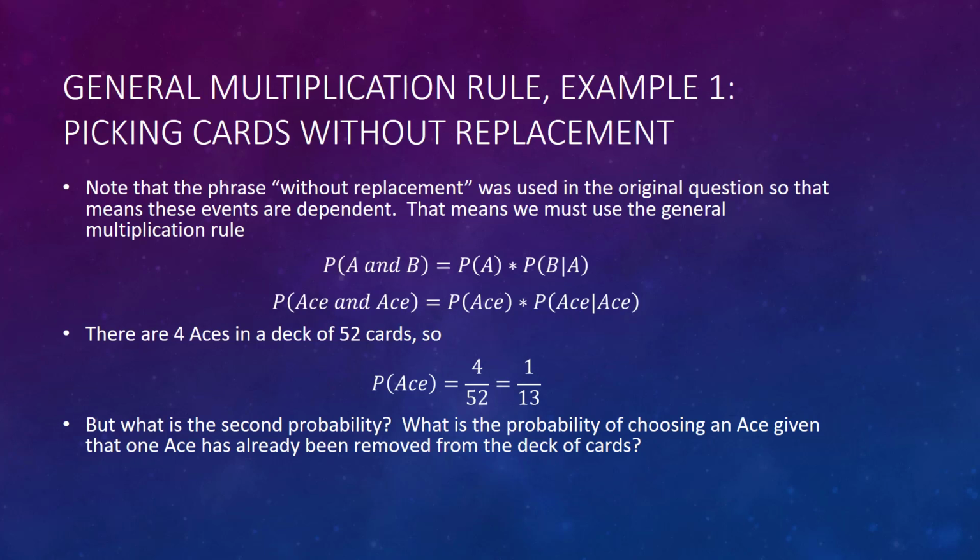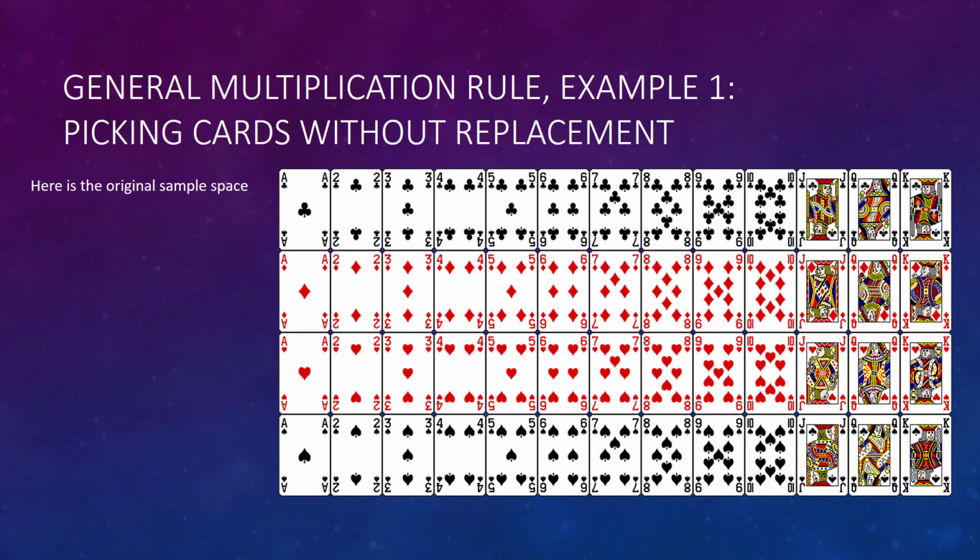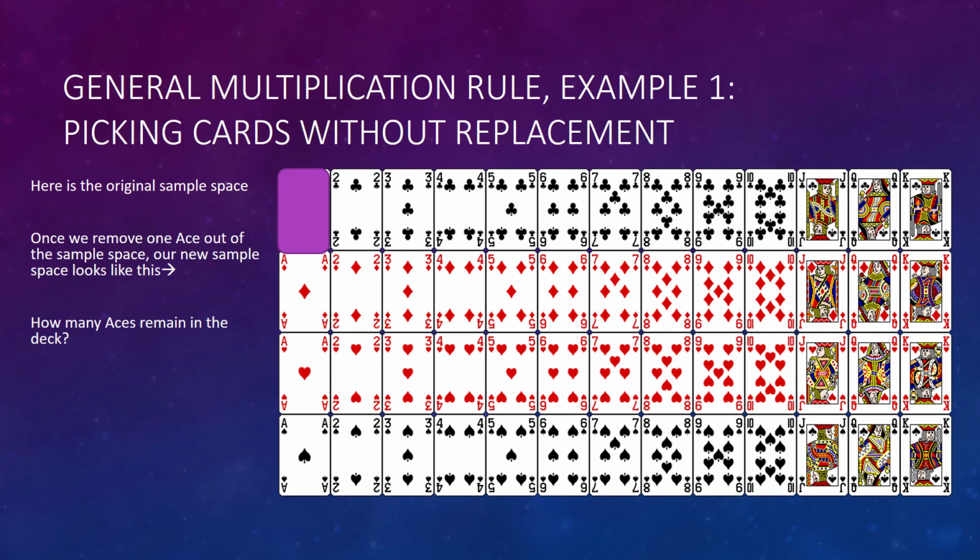But what about the second probability? What is the probability of choosing an ace given that one ace has already been removed from the deck of cards? Well, let's go back and look at the sample space to answer this question. Here's the original sample space. Once we remove one ace out of the sample space, our new sample space will look like this. How many aces remain in the deck? You can see that we've taken 1 away from 4, so 3 aces remain.